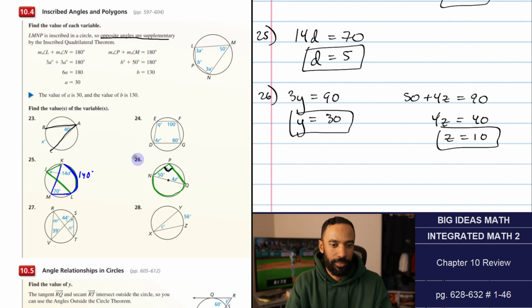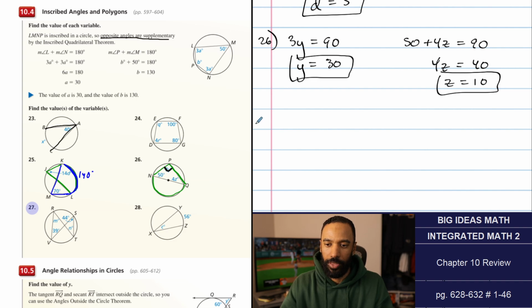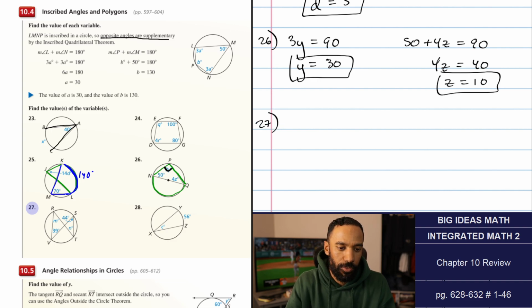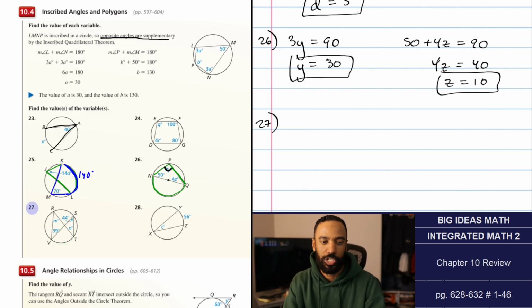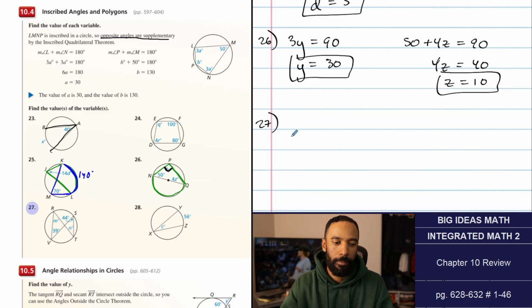Okay, number 27. We got a couple of those inscribed angles again. Check out where their intercepted arcs are. Hopefully we can really narrow this down. I'll do M first, alphabetically. So M is this inscribed angle with this intercepted arc. However, 44 is this inscribed angle with this intercepted arc. Since they share the same intercepted arc, they are equal measures. M is 44.